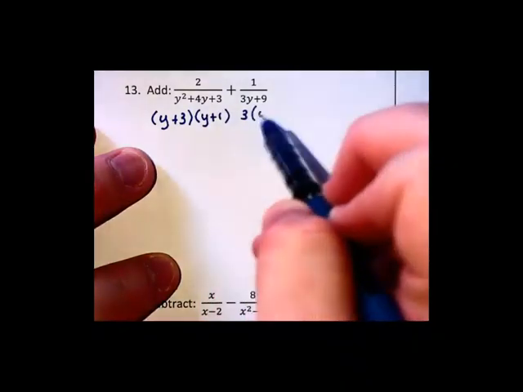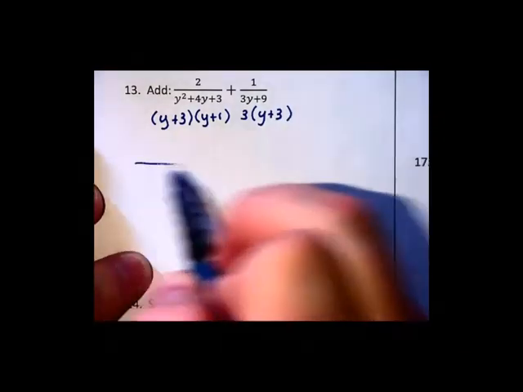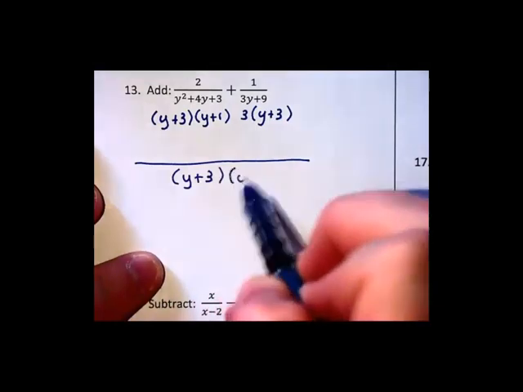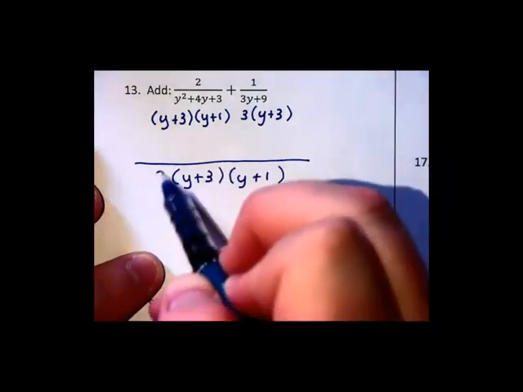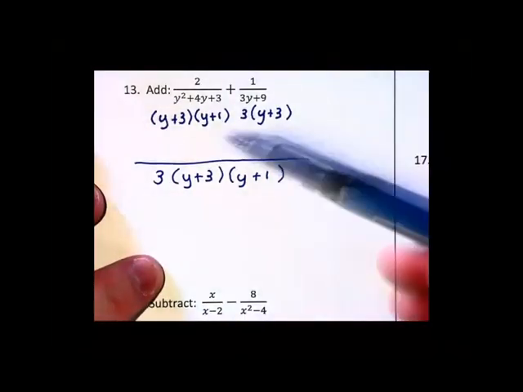Second fraction, 3 times y plus 3. Now, finding the common denominator, it's got to have both parentheses on it to make the first fraction happy. But the second fraction says, yeah, I like the y plus 3, but I need a 3 out front for me to be able to get into that. So here we go. First fraction.